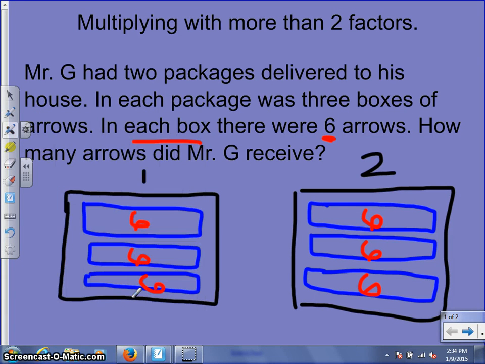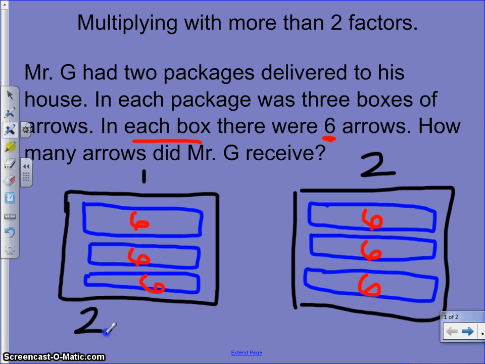It says that there are 2 packages, so there's my 2. In each package, there are 3 boxes. So there's 3 boxes in each package. So that's 2 equal groups of 3, right? 2 times 3. And then it says that in each box, there are 6 arrows. So that's equal groups of 6. So here I have 2 times 3 times 6.